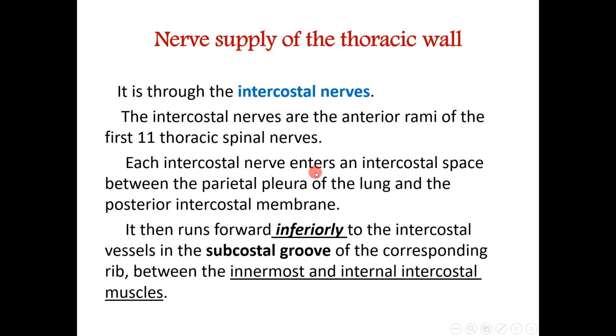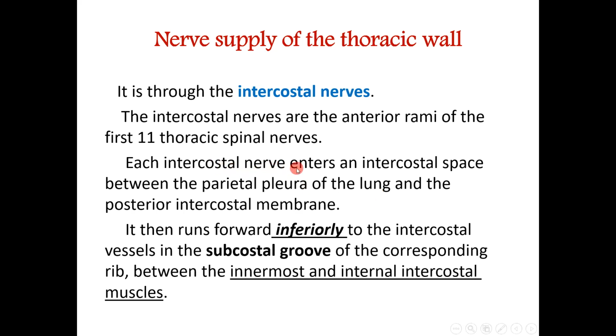Each intercostal nerve enters an intercostal space between the parietal pleura of the lung, the outer layer, what is called the parietal pleura. In the next lecture we will talk about the pleura. The pleura has two layers, the parietal layer which lines the inner surface of the thoracic cavity, and the visceral pleura which is in close relation to and surrounds the lung tissue itself.